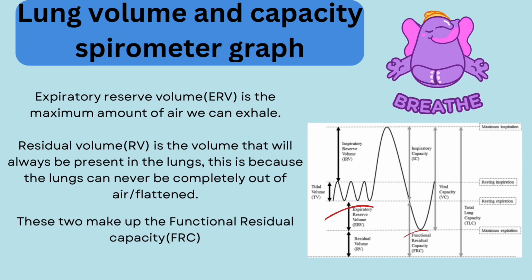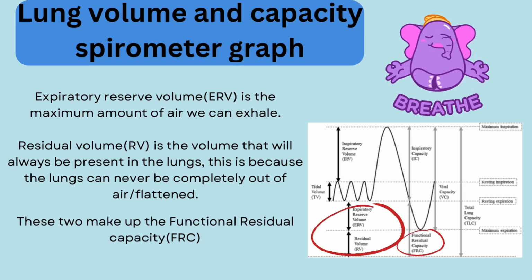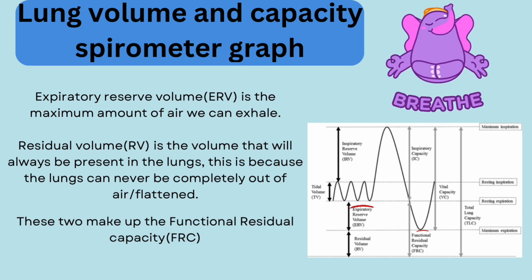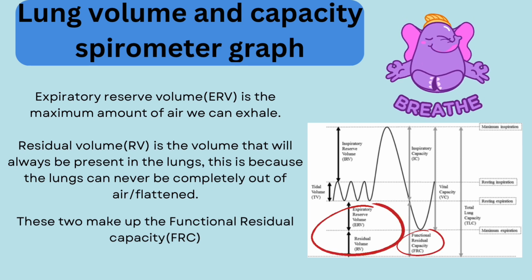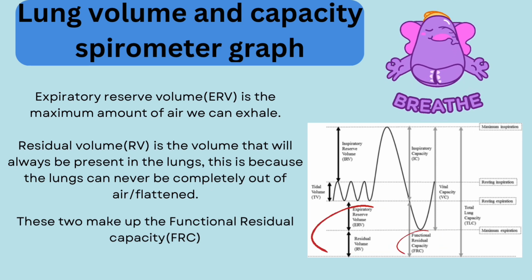Next is the expiratory reserve volume. This is the maximum amount of air we can exhale. This requires nerve impulses and is a voluntary action. Residual volume is the volume that will always be present in the lungs. This is because the lungs can never be completely out of air or flattened. These two values will make up the functional residual capacity.